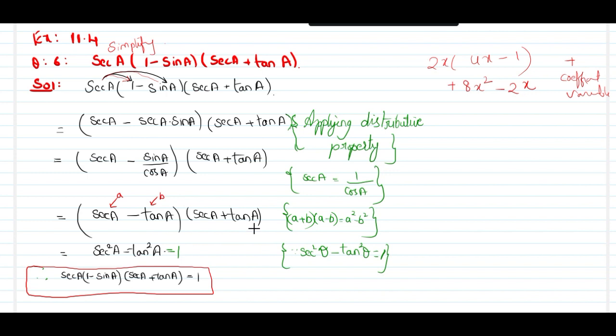If you observe closely, it is in the form of a minus b and a plus b. So, what is our a here? Secant a, and what is our b here? Tan a. So, a plus b into a minus b can be written as a square minus b square. So, secant square minus tan square, but we already have the identity that secant square theta minus tan square theta is 1. So, secant square a minus tan square a can be written as 1. This is the required answer.